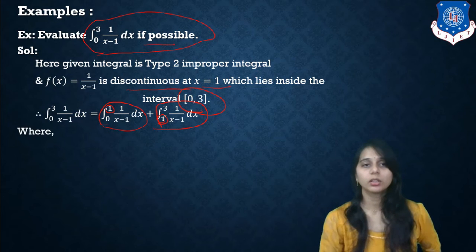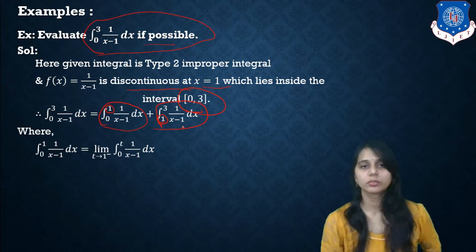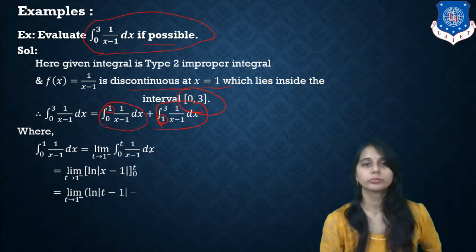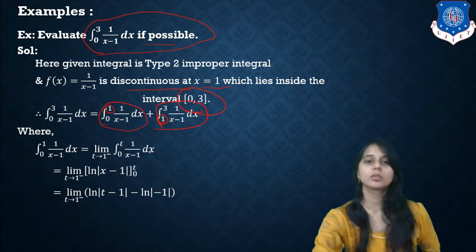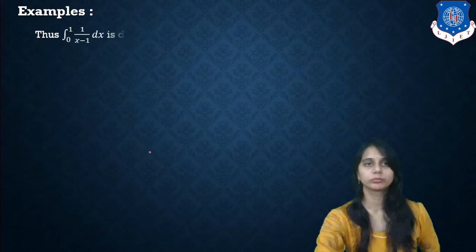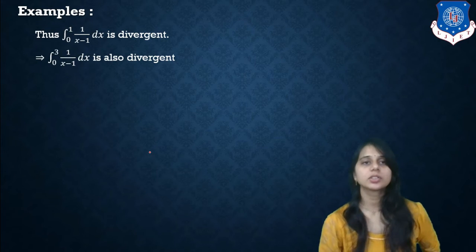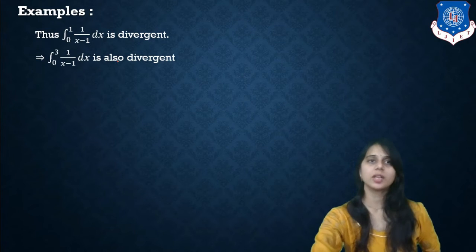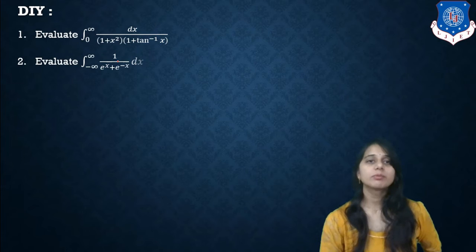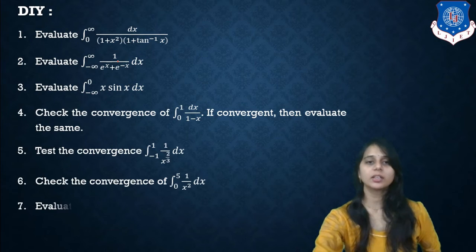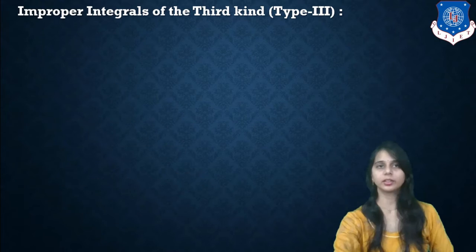So we take the limit t tends to 1 minus of the integral from 0 to t of 1 upon x minus 1 dx. Integrating, log of x minus 1 from 0 to t gives log of t minus 1 minus log of minus 1. Applying the limit, we get minus infinity. So the integral from 0 to 1 is divergent, and hence the integral from 0 to 3 of 1 upon x minus 1 dx is also divergent. Some examples are illustrated for the first kind and second kind. Do them yourself, and if you have any query, tell me.